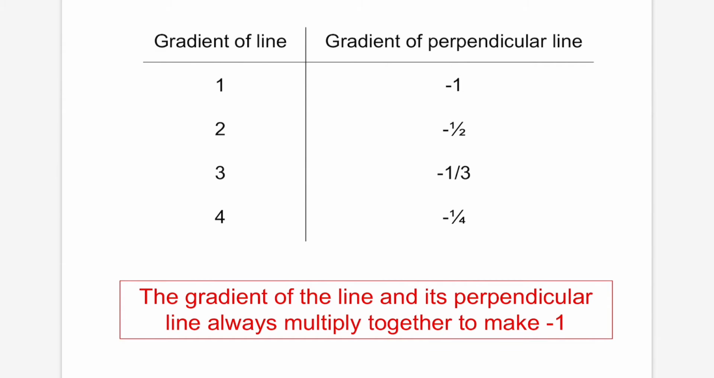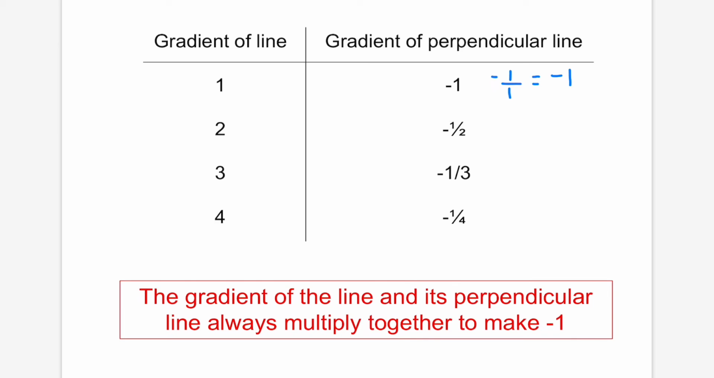So for example, if I had a gradient of 1, then the perpendicular is -1/1, and we know that 1 divided by 1 is just 1. And then the second one, we have a gradient of 2, so the negative reciprocal, we've put the negative on there, and then we've divided it by 1, so we've got -1/2. 3 becomes -1/3, and 4 becomes -1/4.